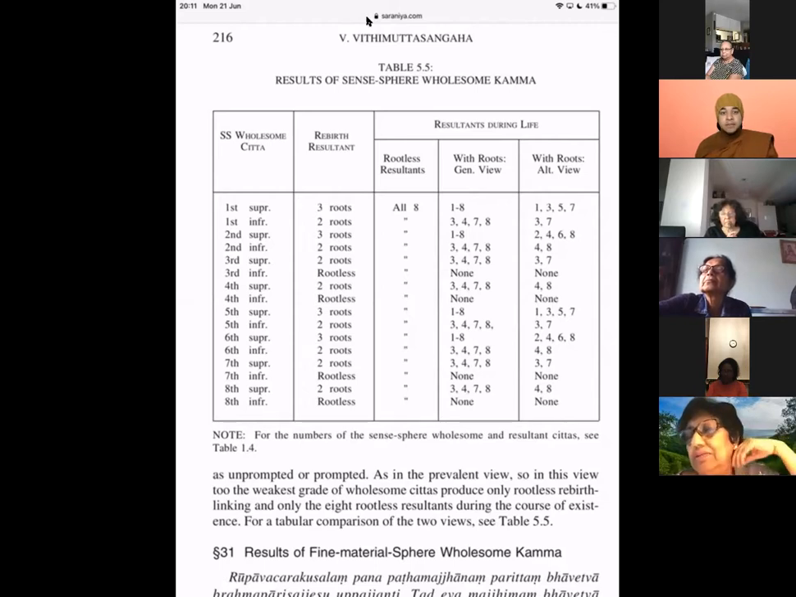Is that clear, Bhante? Yes. So Bhante, this is a reflection of actually energy and vibrations and consciousness. Yes, absolutely. Now I understand very clearly.